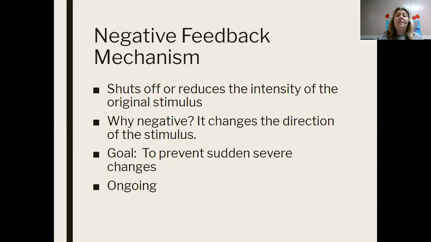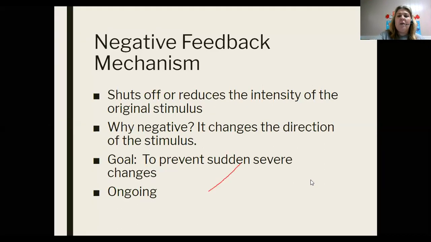So a negative feedback mechanism shuts off or reduces the intensity of the original stimulus. Why is it negative? It's negative because it's going one way and then all of a sudden it goes the other way. Okay? It's negative because it changes the direction of the stimulus. So my temperature is going up, up, up. The AC kicks on and it brings it down, down, down.